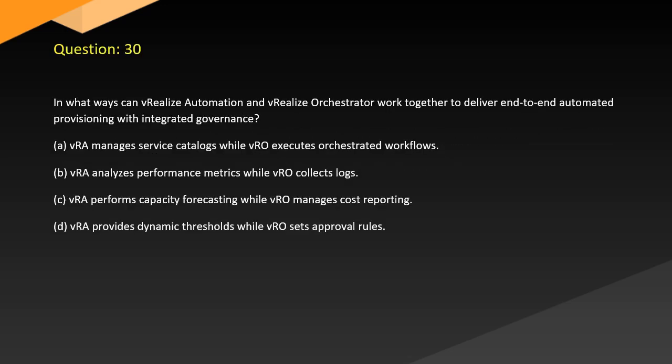Question 30. In what ways can vRealize Automation and vRealize Orchestrator work together to deliver end-to-end automated provisioning with integrated governance? A. vRA manages service catalogs while vRO executes orchestrated workflows. B. vROps analyzes performance metrics while vRLI collects logs. C. vROps performs capacity forecasting while vRBC manages cost reporting. D. vROps provides dynamic thresholds while vRA sets approval rules.